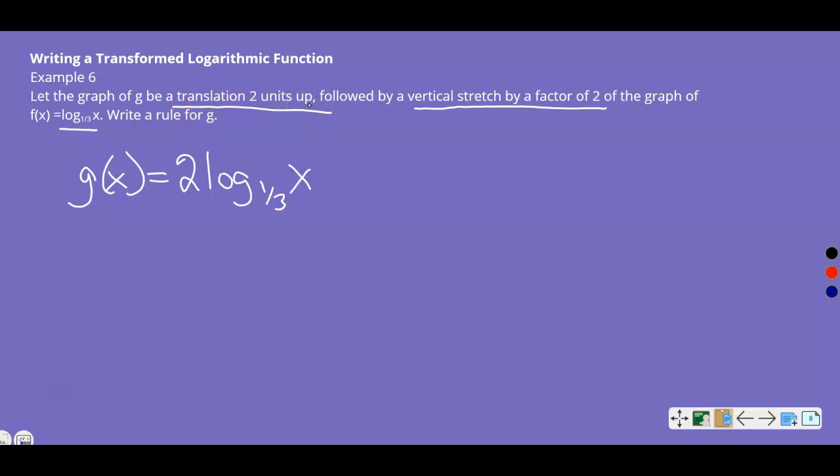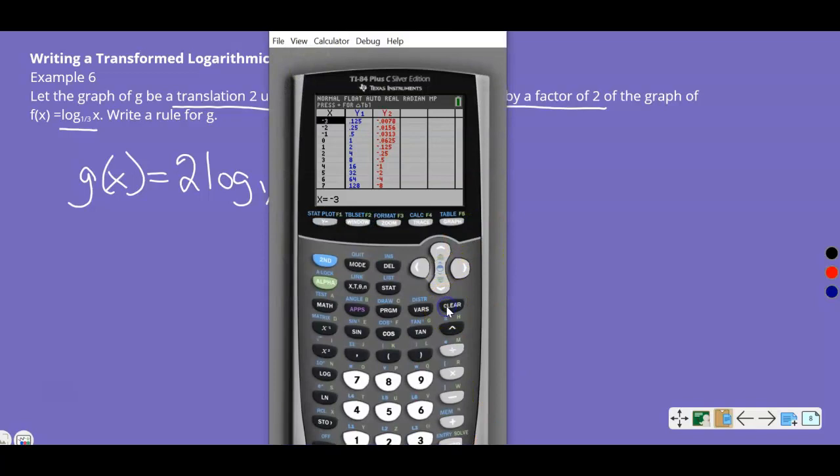So again, a horizontal translation is going to be in parentheses. Vertical translation is not in parentheses, and it goes exactly the way you expect it to. So up would be plus 2. So we just do plus 2. And again, if you want to use your calculator to graph those, you can do that. Kind of look at what you're dealing with.